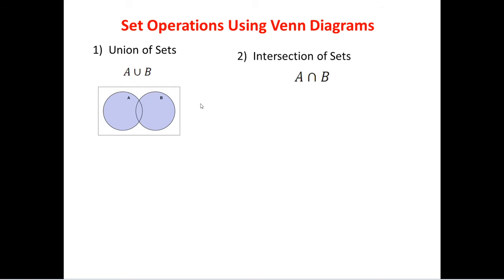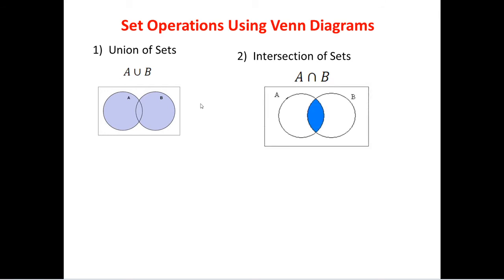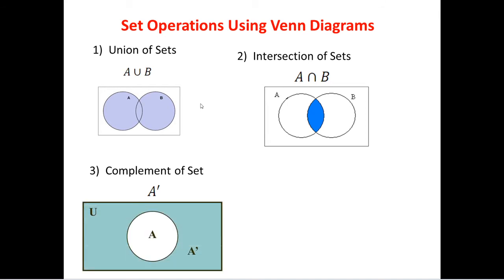How about the intersection of A and B? A intersection B is represented by the blue area in our Venn diagram. Only that intersection part, or the common part, is the intersection of A and B. How about the complement of set A, or A complement? Remember, complement means outside the set. So we draw the circle A, and then we shade everything outside A. The shaded part will be everything outside A, but inside the rectangle or the universal set.